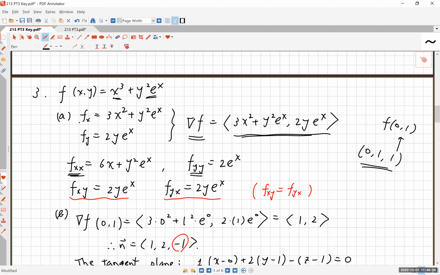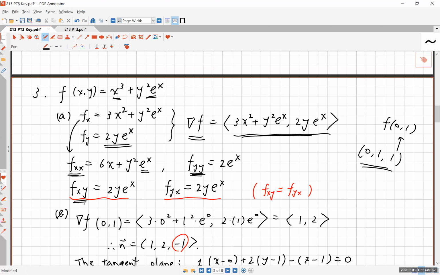Well, this is the derivative of fx with respect to x again. And you can clearly see it's 6x plus y squared times e to the x. Remember, the e to the x doesn't change when you take the derivative. 5,000 times, it doesn't change. F sub x. Now fyy is the derivative of this with respect to y. So you just lose that y in the middle and it becomes 2 times e to the x.